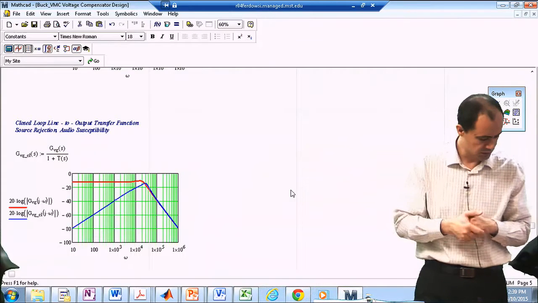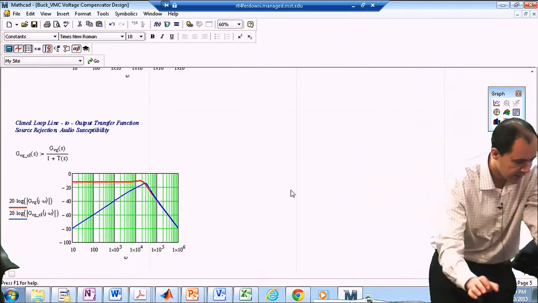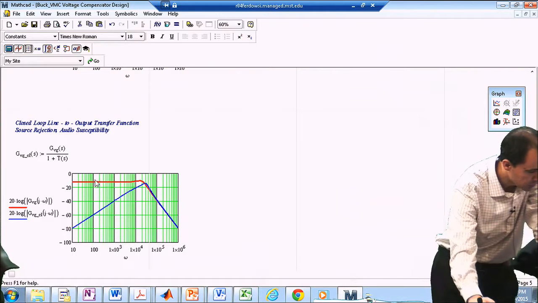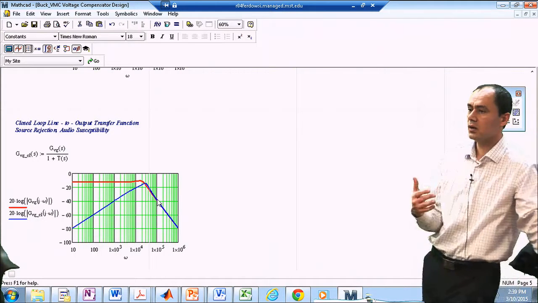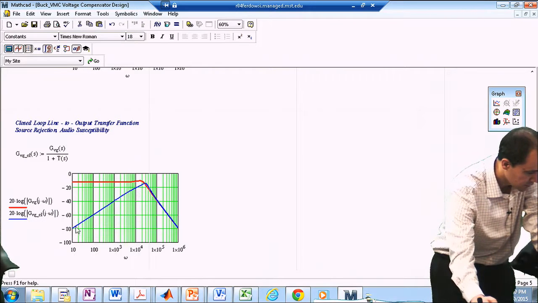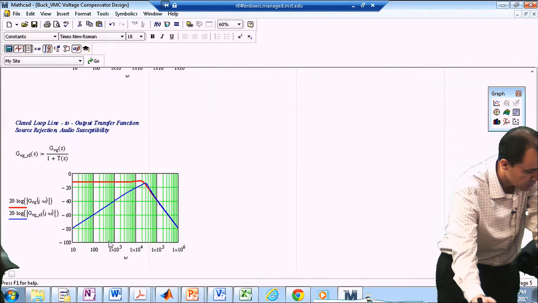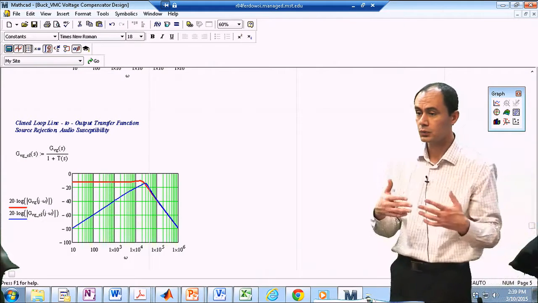We had it somewhere earlier in our notes. So now you can see that if I do not close the loop, the red one is my audio susceptibility. If I close the loop, because of the division by 1 plus T, the blue one is my new audio susceptibility. And as you can see, for instance, if I have a ripple of 120 hertz in my input voltage, you're attenuating that 120 hertz a lot to appear in the output voltage, which is very good.